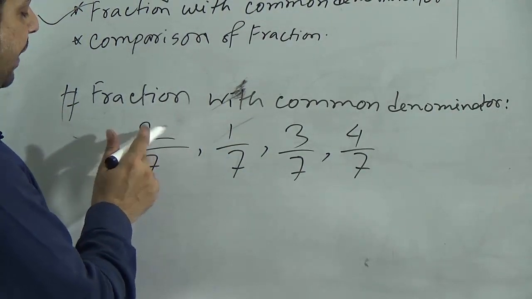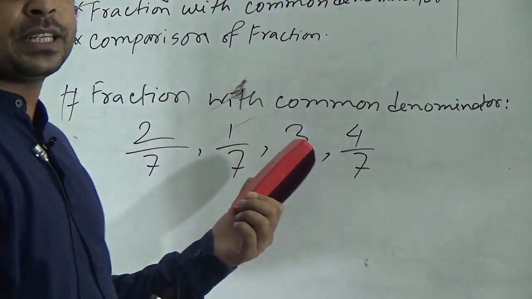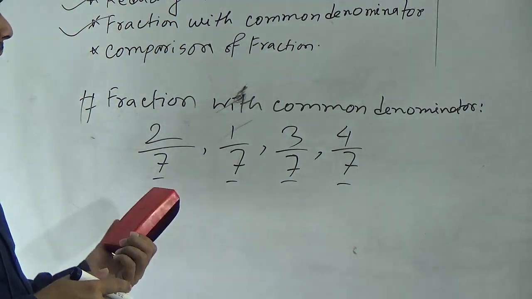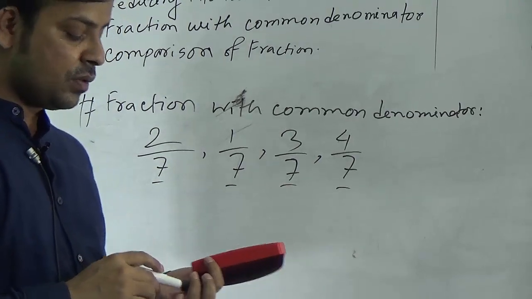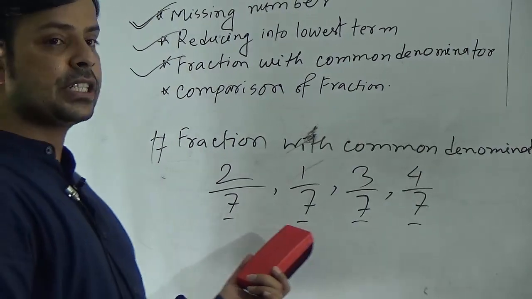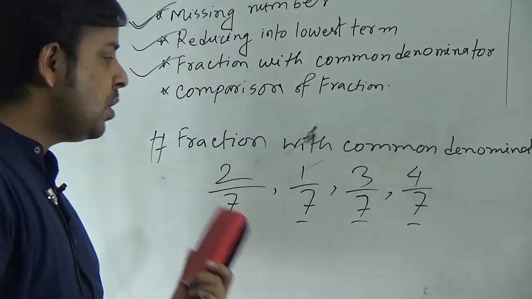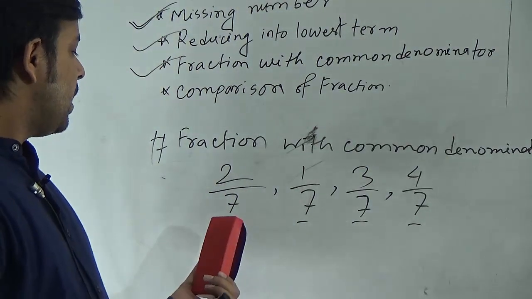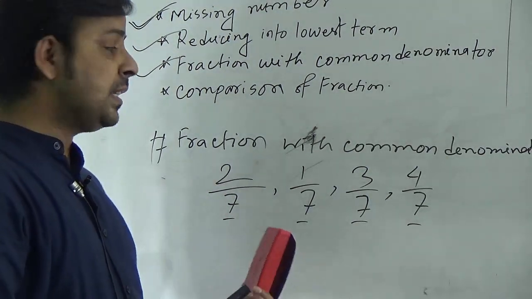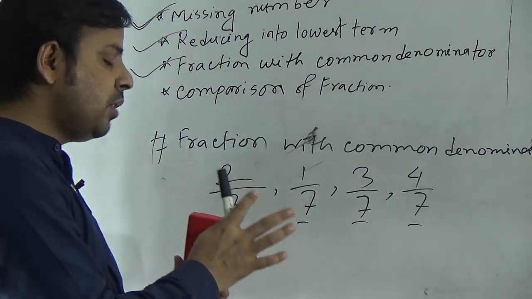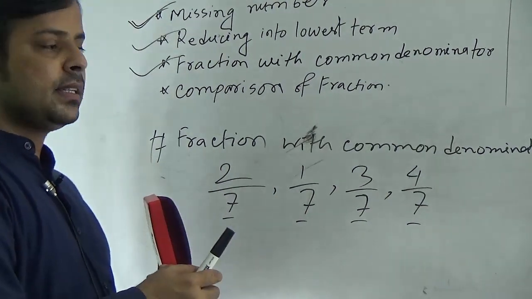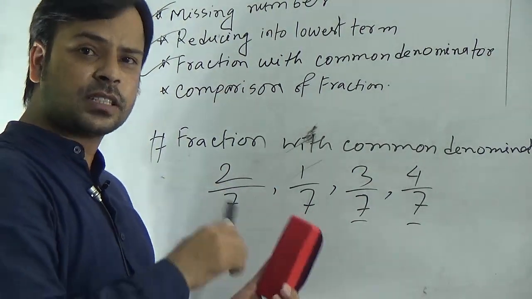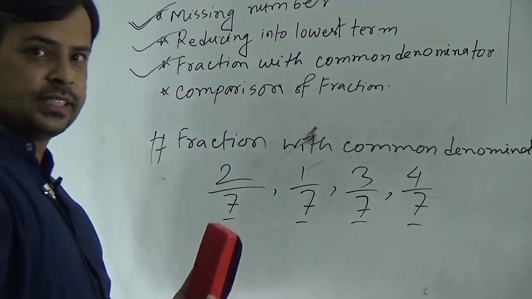here the numerators are different, 2, 1, 3, 4, these are the numerators, but the denominator is always same. This type of fraction is known as fraction with common denominator. Sometimes the given fractions may not be the fraction with common denominator. It means the denominator may not be same. But you can convert that using some technique. You can convert those fractions into common denominator. In the next class, inshallah, we will learn that.